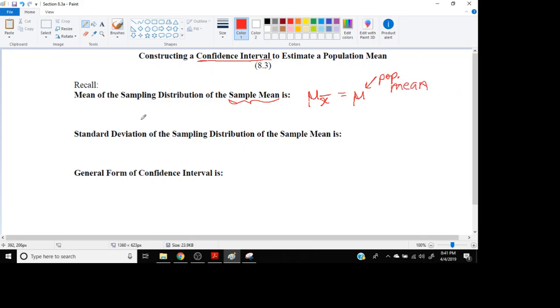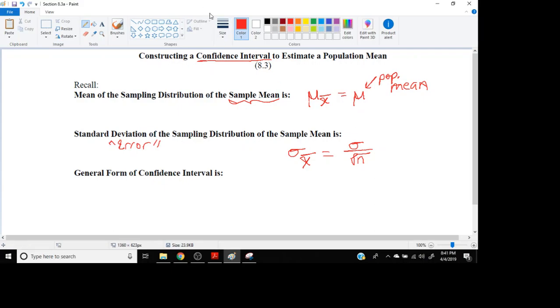The standard deviation, also called the standard error, of the sampling distribution of the sample mean is given by sigma with a subscript x bar, kind of like mu is the population mean. When we put a subscript to say it's the sampling distribution, it is the population sigma, or standard deviation, divided by the square root of n. And that is our standard error, the standard deviation of the sampling distribution.